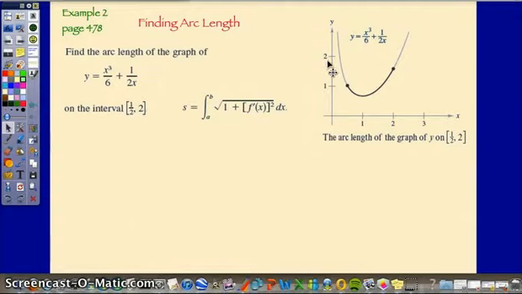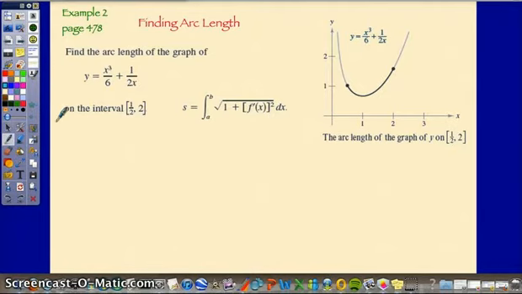We have a function, here it is, and we're interested in the arc length from 1/2 to 2. And remember that as you memorize this formula, you have to take the derivative of the function, square that, add it to 1, and then take the square root of it. So I'm going to do some of this work in getting the integrand ready off to the side.